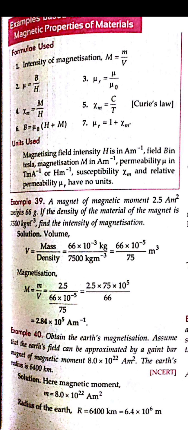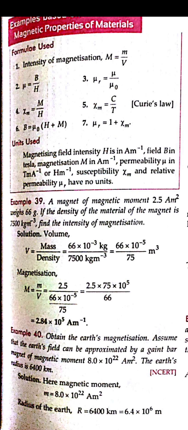Similarly, see the next question: obtain the Earth's magnetization. Assume that the Earth's field can be approximated by a giant bar magnet of magnetic moment 8 into 10 to the power 22 ampere meter square. The Earth's radius is 6400 km. So from here, we have to find the Earth's magnetization, that is, the intensity of magnetization.